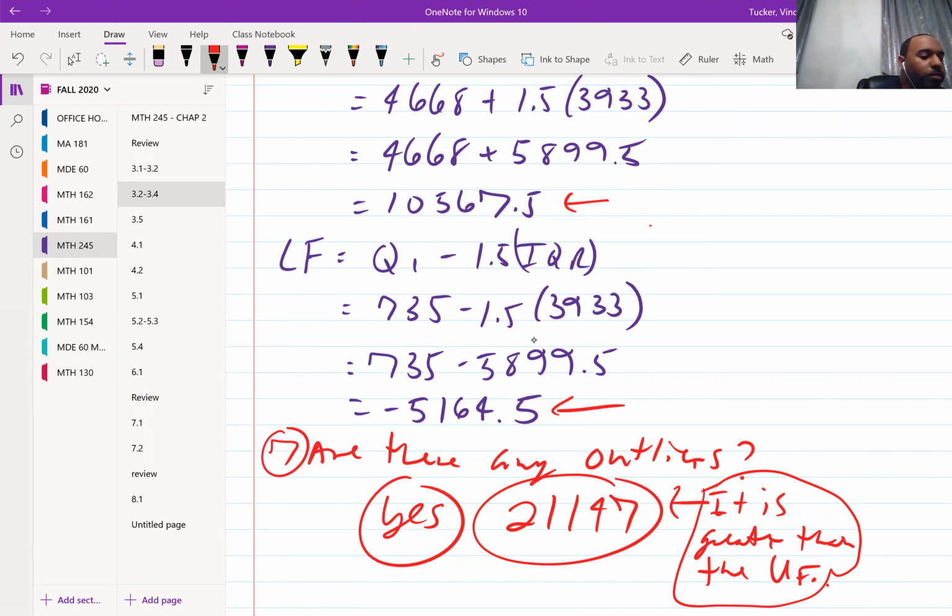So your last step, you want to establish if there are any outliers or not. So are there any outliers? The answer is yes. And it is that 21,147. That number is greater than the upper fence.